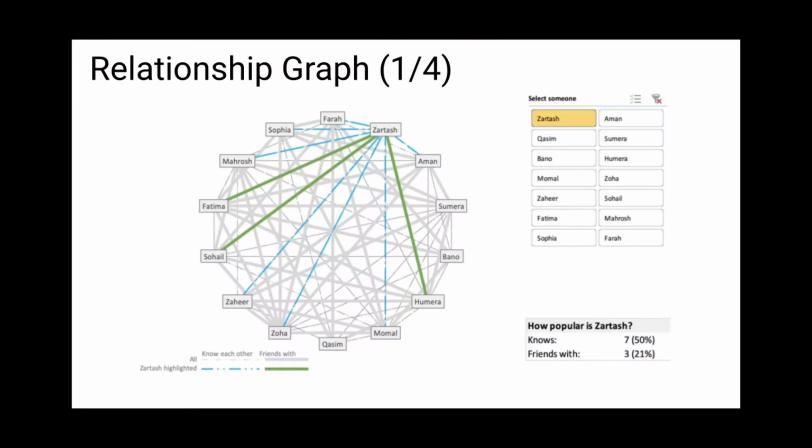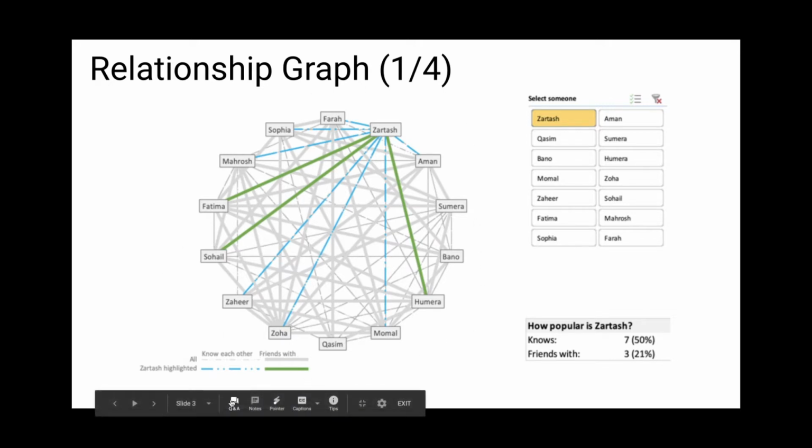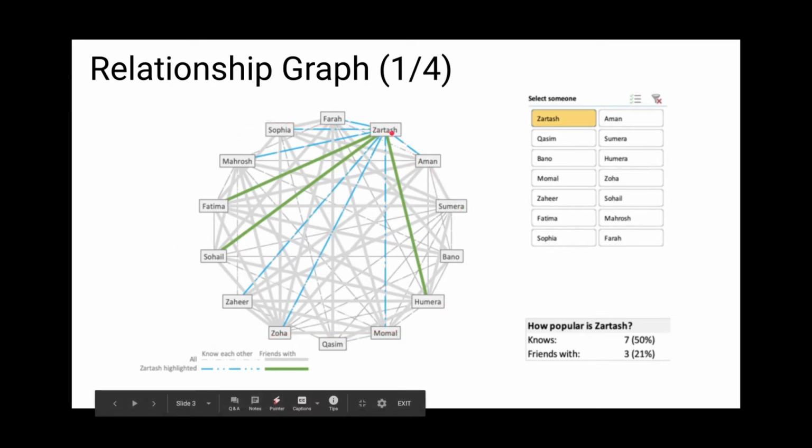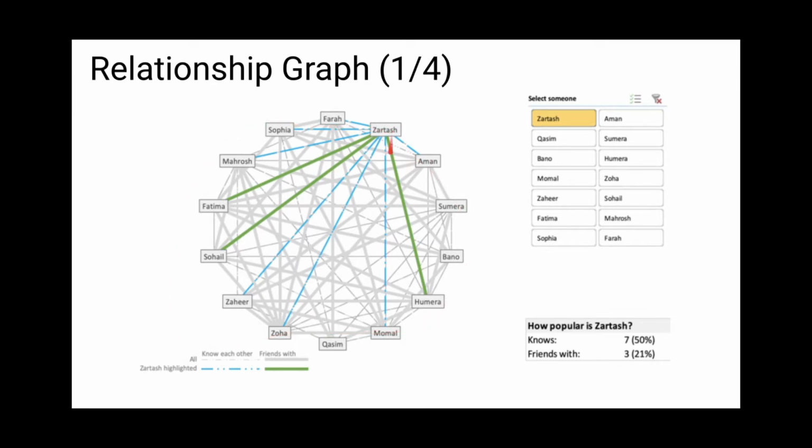For that part, I have created this graph and I have chosen Zartash and her connections with 14 other people. In this graph, we can see the connections of Zartash with 14 other people. These connections are shown by green lines and dotted blue lines. The solid green line displays a strong relationship, while the dotted blue line shows a weak relationship.